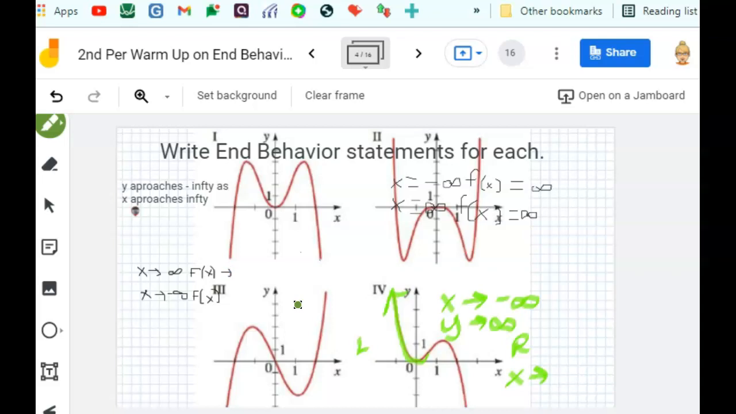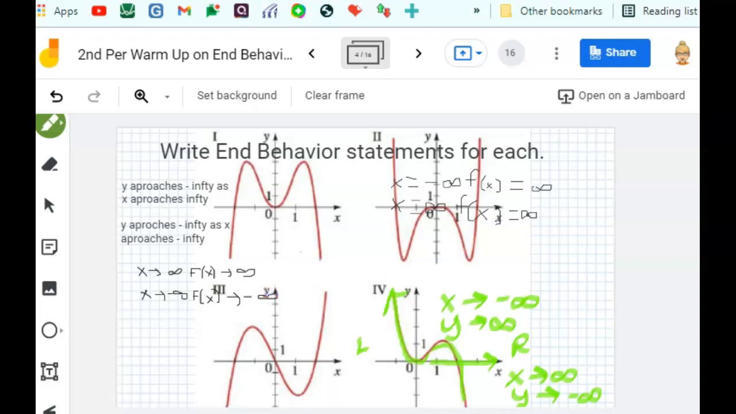Let's see, X going to the right would be positive infinity, right? That means we're going this way. But the Y values are going down, so we'd have negative infinity. Okay? You all right? You're correct.